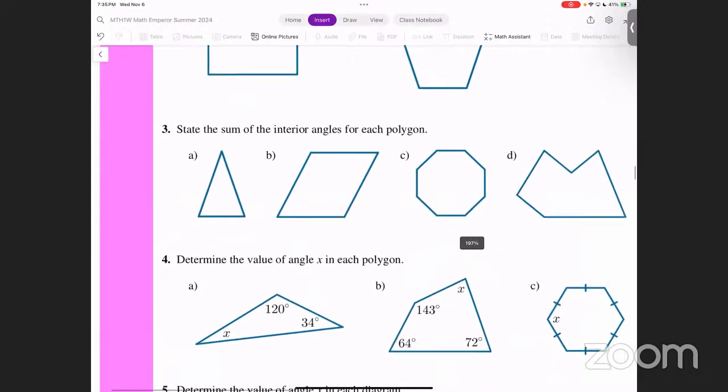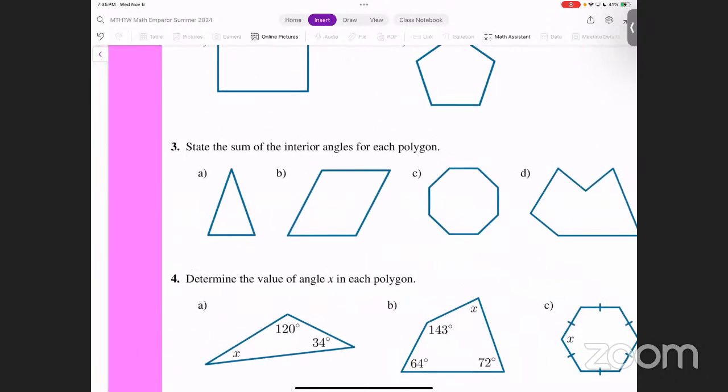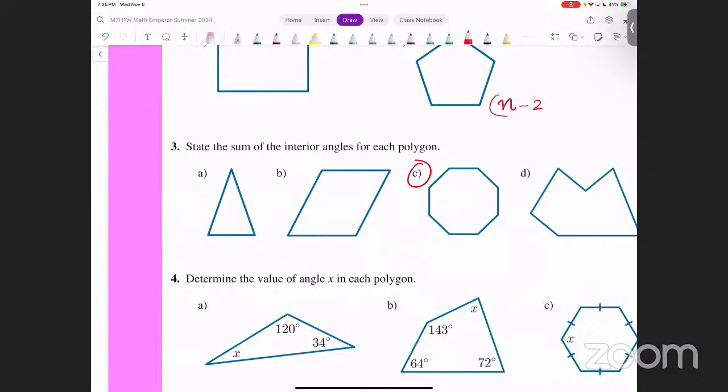If you understand the formula, you guys are going to do C: n minus 2 times 180 degrees. So you guys are going to do C and D. Find the sum of the interior angles of the polygon. N is the number of sides of the polygon.